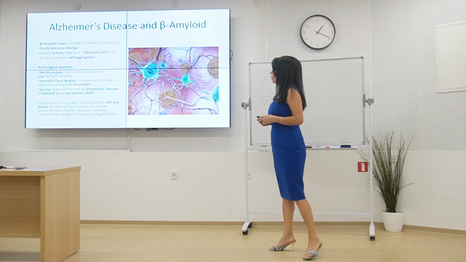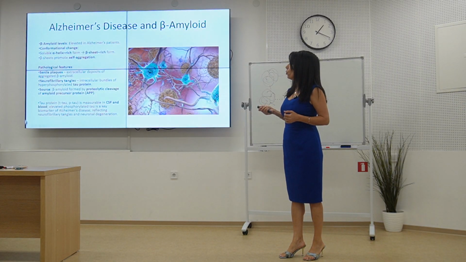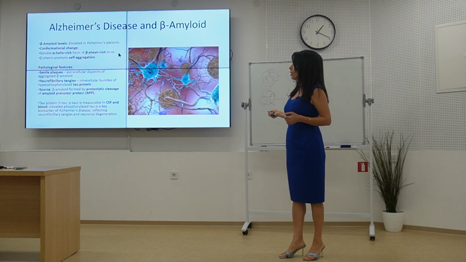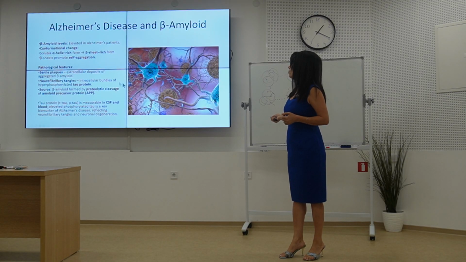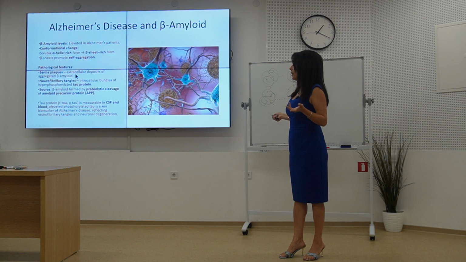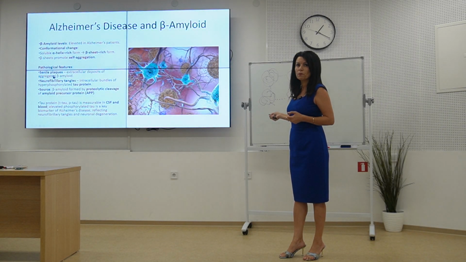In Alzheimer's disease, students, instead of the soluble alpha helix rich form, there is formation of a beta sheet rich form, which promotes self-aggregation. And in between neurons, can you see these brown plaques? These are the plaques which are called senile plaques, which means extracellular deposition of aggregated beta amyloids.